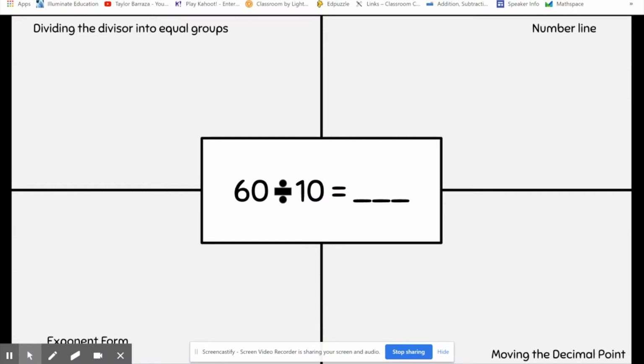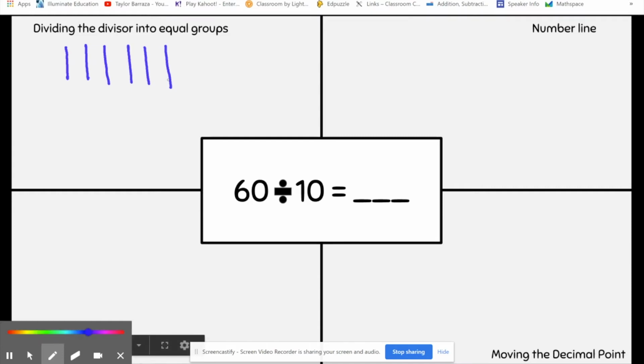Our first problem is 60 divided by 10. I'm going to focus on the top left side that says divide the divisor into equal groups. Our divisor is 60, so I'm going to draw what 60 would look like using base 10 blocks. I've now drawn 6 tens in order to represent 60. I need to divide 60 into equal groups of 10. I'm going to show this by circling my equal groups.